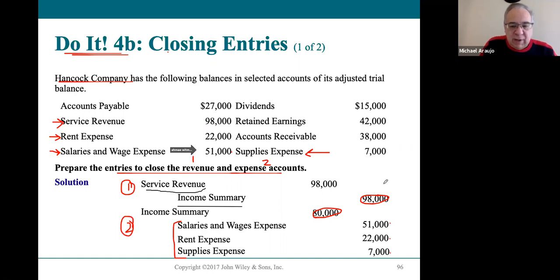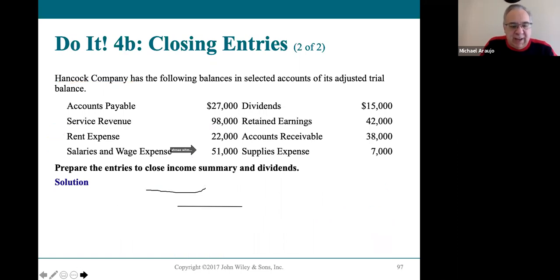What's in income summary now is the total revenue and the total expenses. So you can just know this is part of their income statement. You know what Hancock Company did this period. They had 98,000 of revenue, 80,000 of expenses. They had an $18,000 profit. You can know that just by looking at those two, because whatever's in income summary is what's on their income statement.